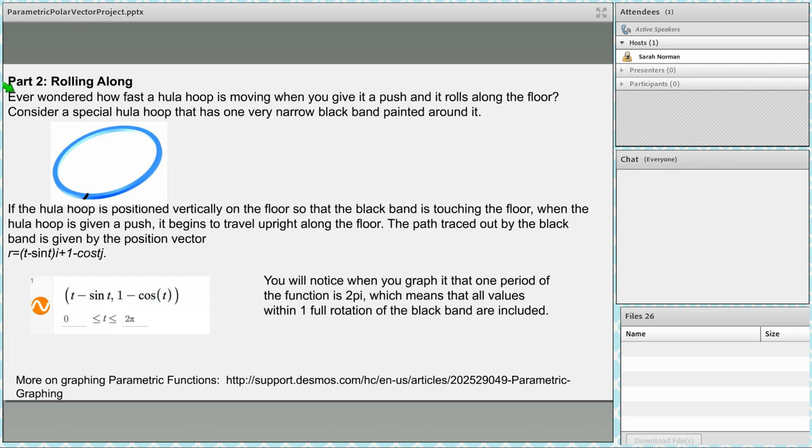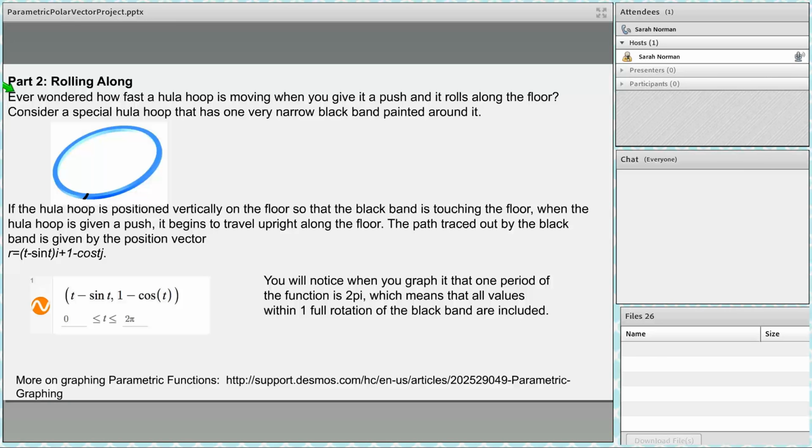All right, moving on to part 2, which is what a lot of you have asked me to go over. I can definitely help you with that today. Part 2 is called rolling along. Ever wondered how fast a hula hoop is moving when you give it a push and it rolls along the floor? Consider a special hula hoop that has one very narrow black band painted around it.